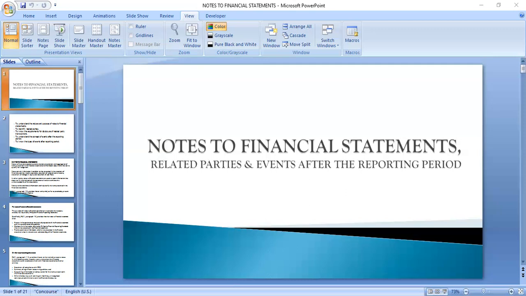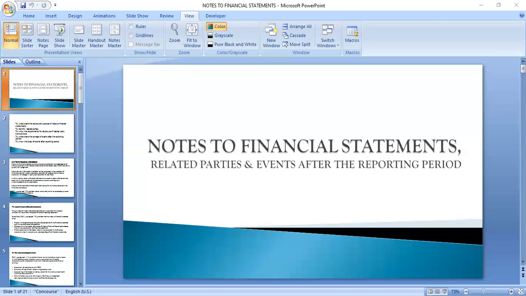Now, the purpose of notes to financial statements is to provide the necessary disclosures required by the Philippine Financial Reporting Standards, or the PFRS. And it provides that the notes to financial statements shall present information about the basis of preparation of the financial statements and the specific accounting policies.